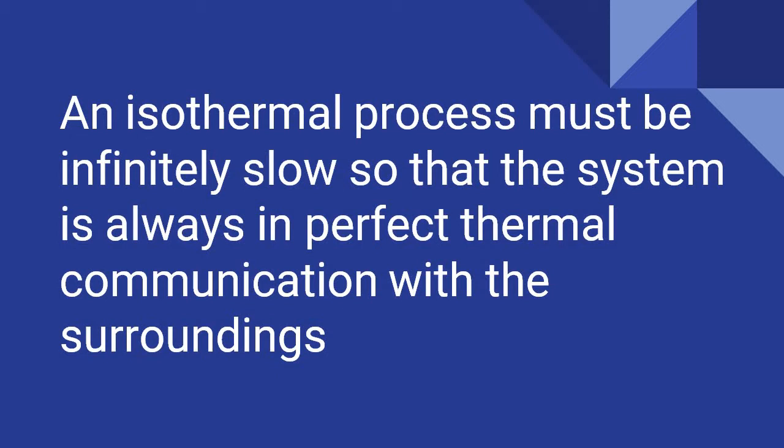So if there is a tendency to decrease its temperature, it must absorb heat from the surroundings to maintain that temperature level. And if its temperature tries to increase, it must liberate that amount of heat to the surroundings. Then only it can be kept at a constant temperature. And the flow of heat is not all of a sudden; it takes some time. That is why we say that an isothermal process must be infinitesimally slow so that the system is always in perfect thermal communication with the surroundings. So an isothermal process takes place at a constant temperature and it is a slow process.